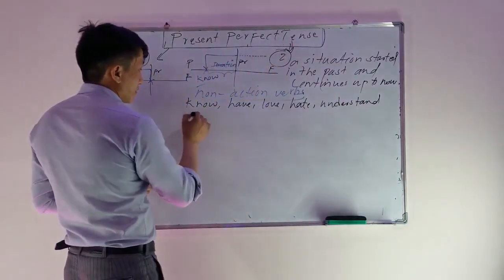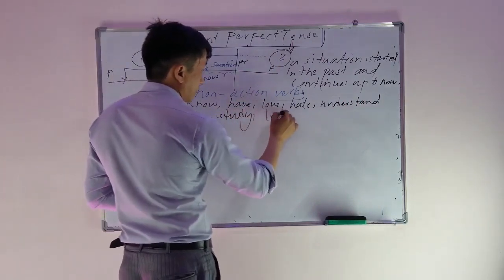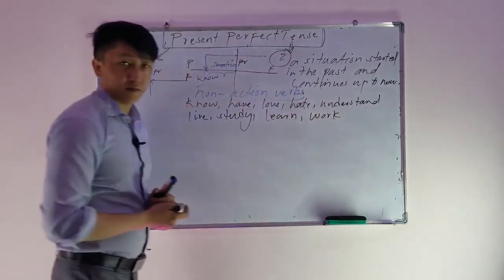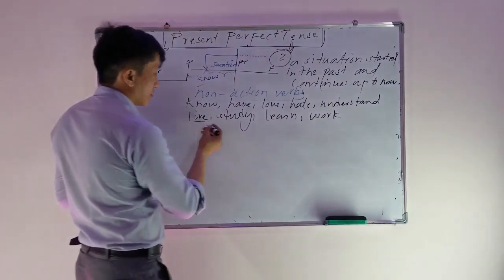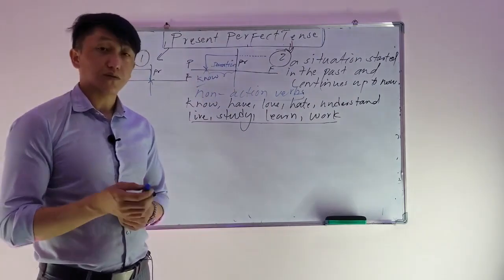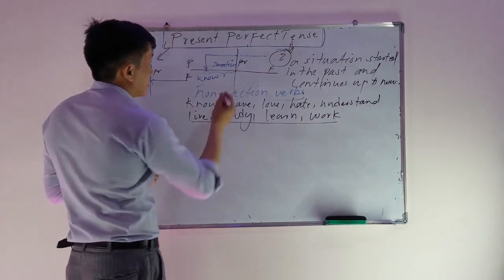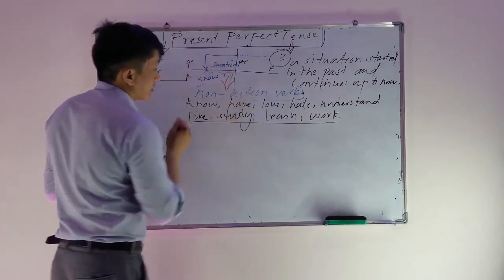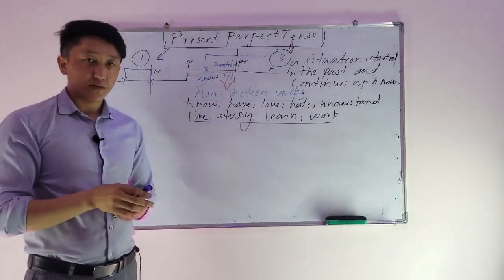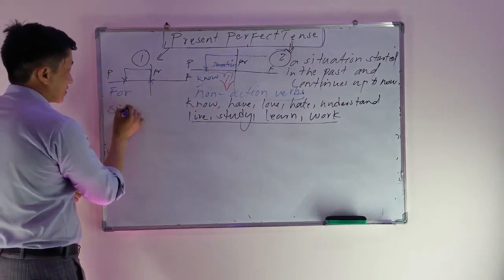For live, for study, for learn, we also have work. Now, these actions can be used with present perfect for duration, and we can also use present perfect continuous. This one mostly discusses the duration of non-action verbs. If I want to talk about the duration of non-action verbs, here I have to use this tense. And mostly, we use two adverbs here: for and since.